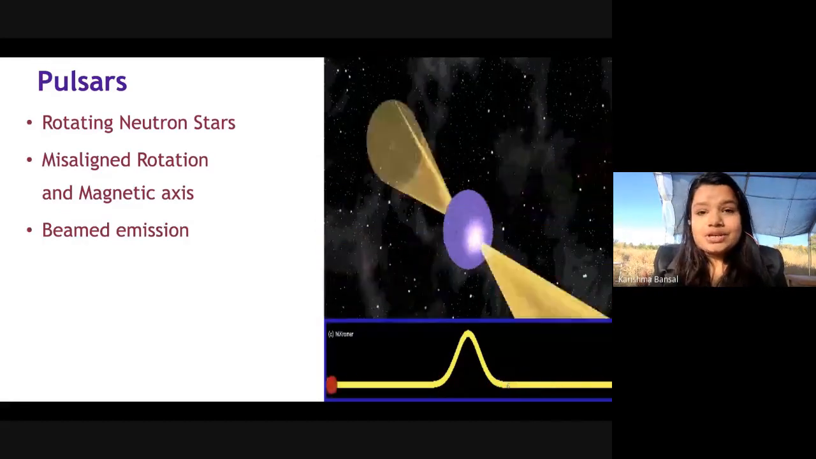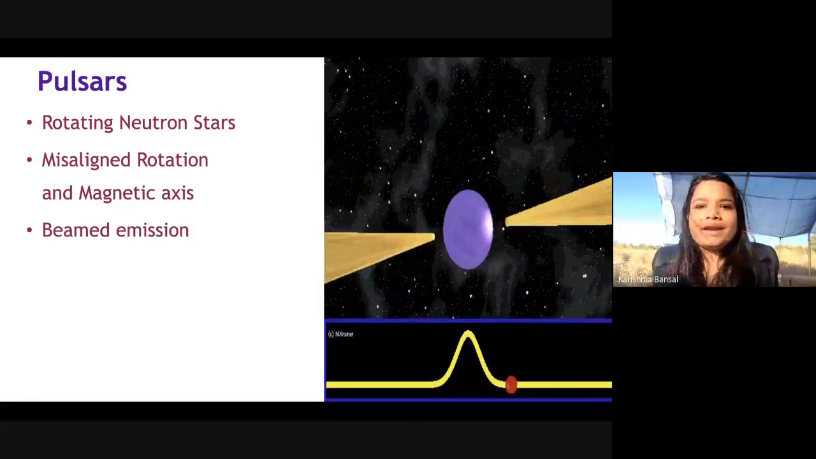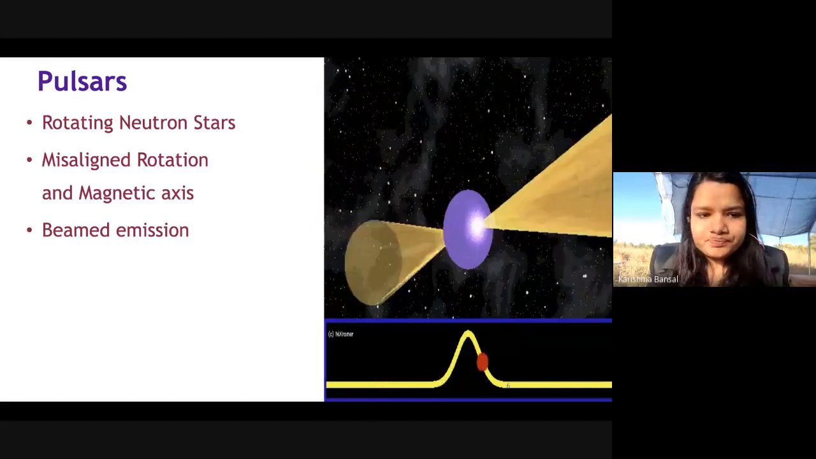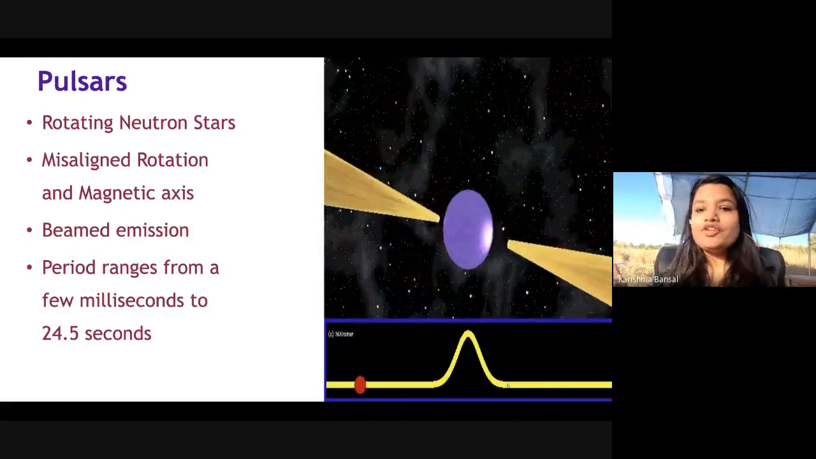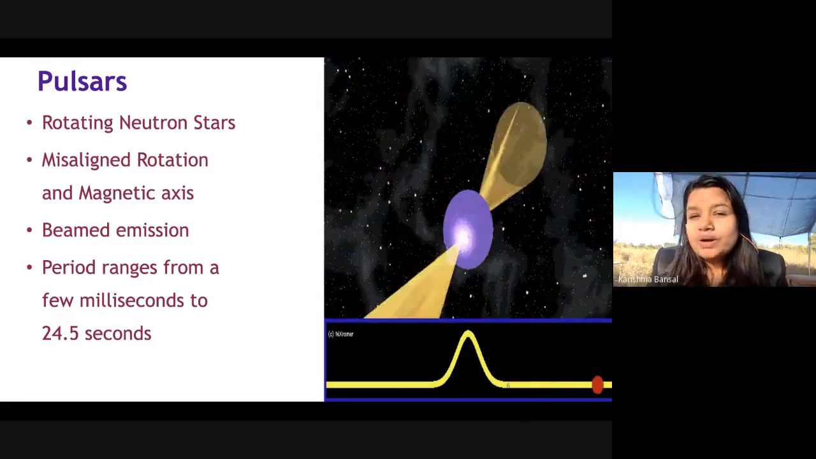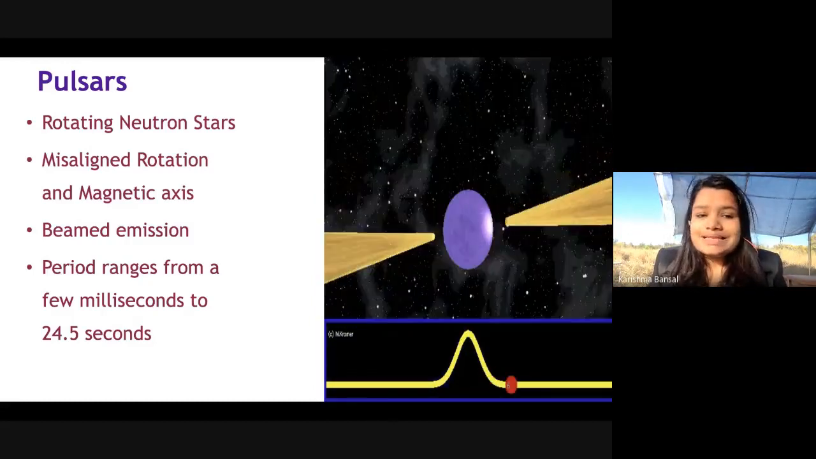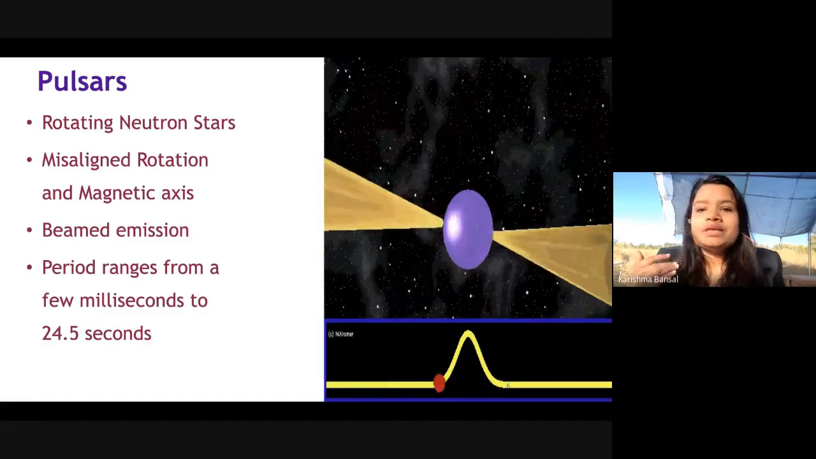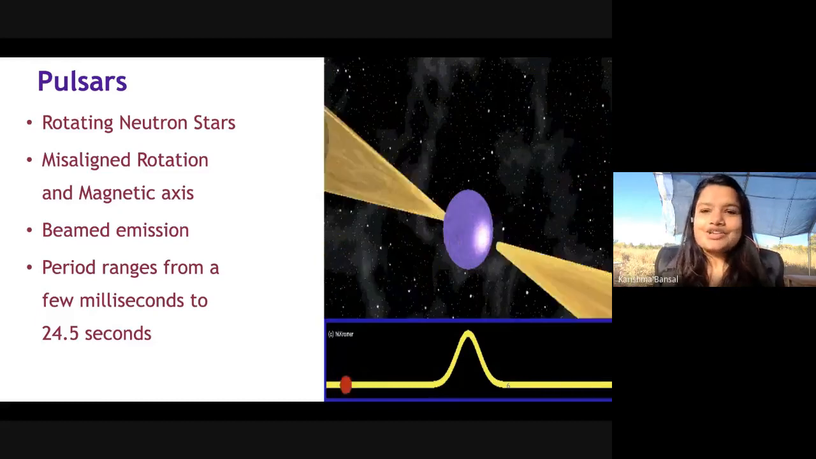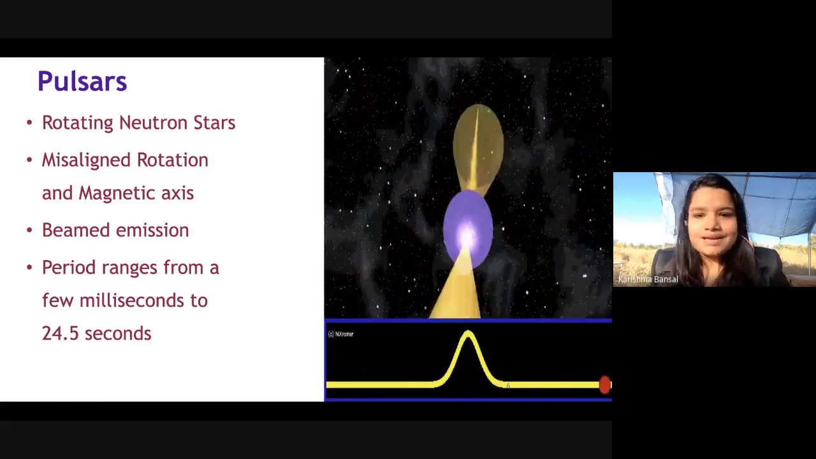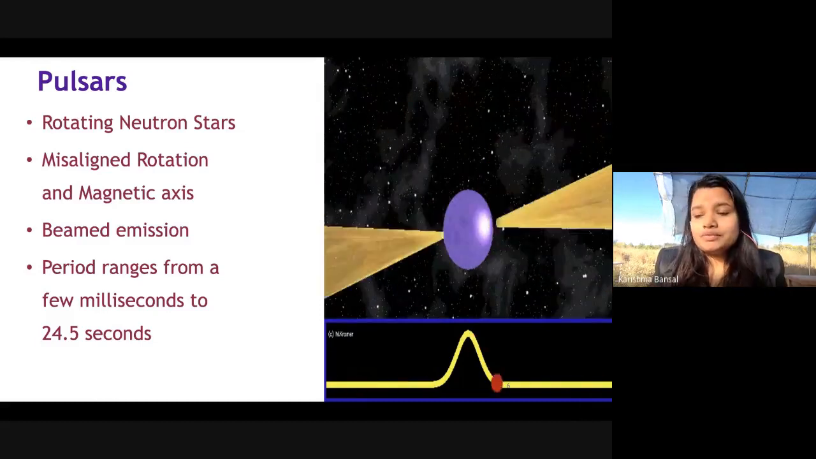And the emission across the magnetic axis is beamed. It's not all spread out, and we'll talk a little more about it. The period range has been found from a few milliseconds to 24.5 seconds. So pulsars are basically excellent time tracking machines. Now we have atomic clocks which give very precise time, but pulsars are very good sources for that too.